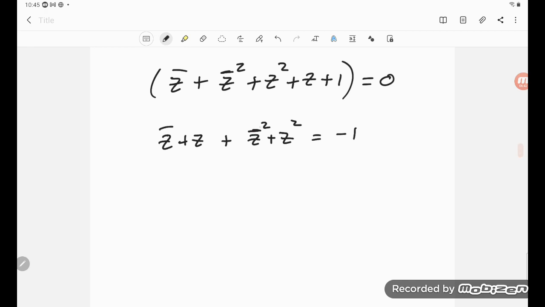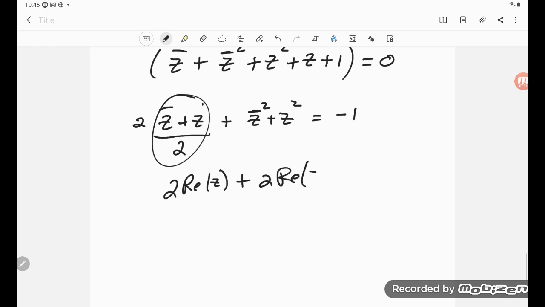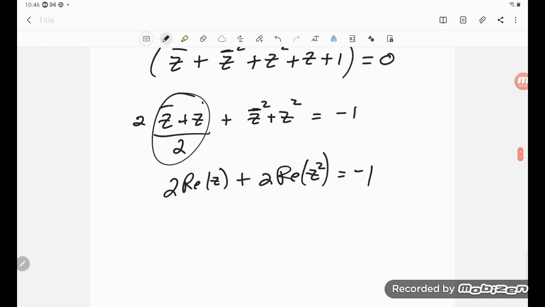Since I can move the conjugate in or out of the square, what I have here is, if I put a 2 there and a 2 there, this is the real part of z. So what I have here is 2 times the real part of z plus 2 times the real part of z squared. And that is equal to negative 1.